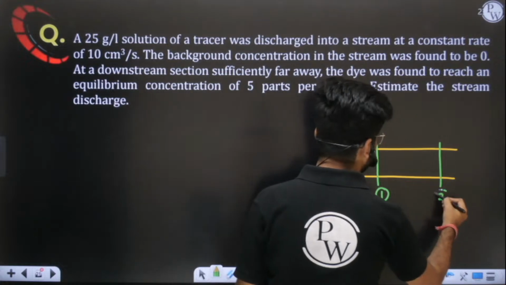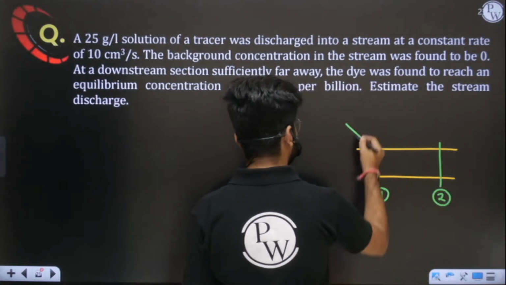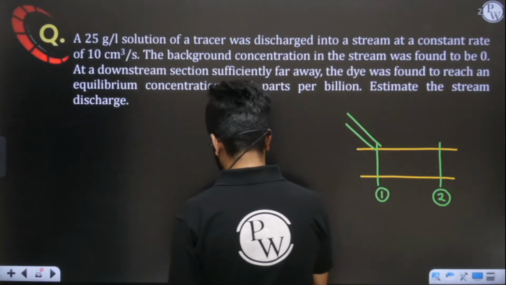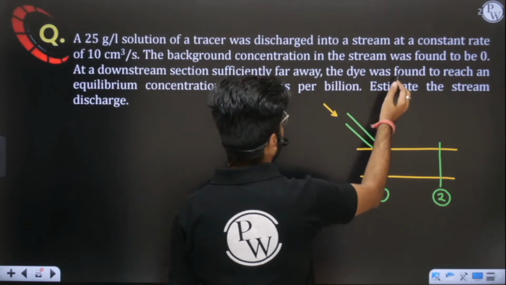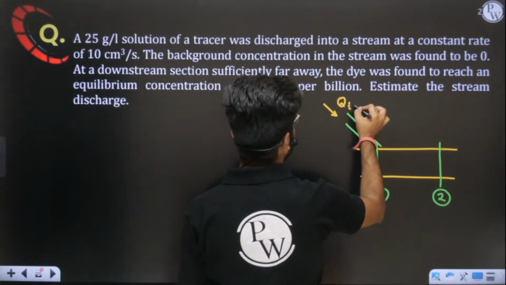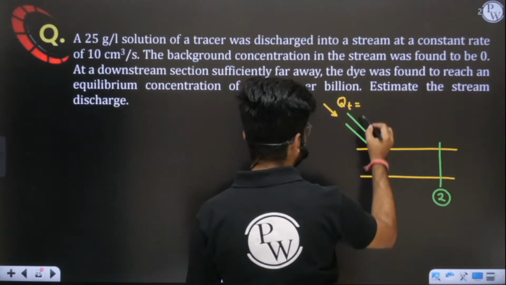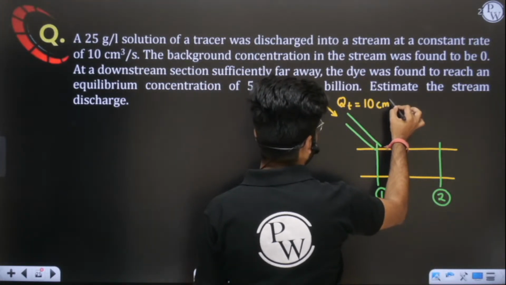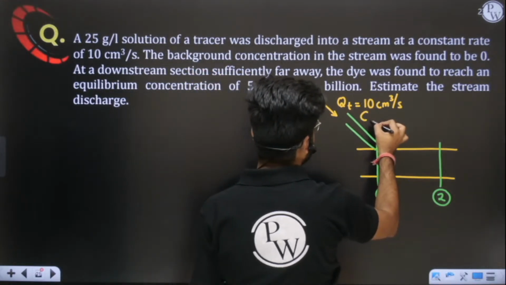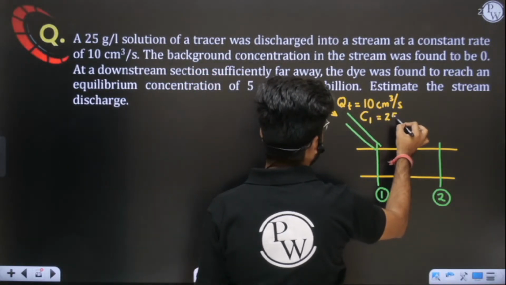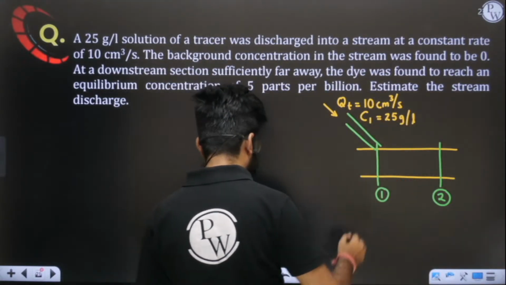At section 1, discharge is being inserted. How much tracer discharge is given to me? 10 centimeter cube per second. And the concentration of tracer is 25 gram per liter.